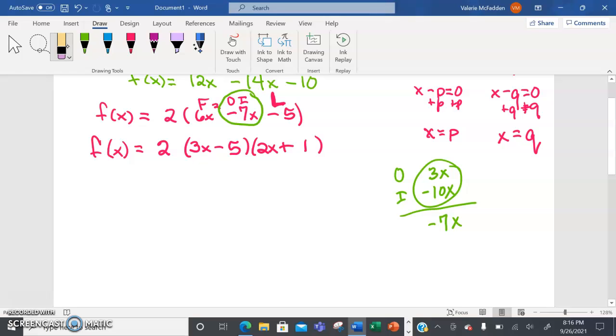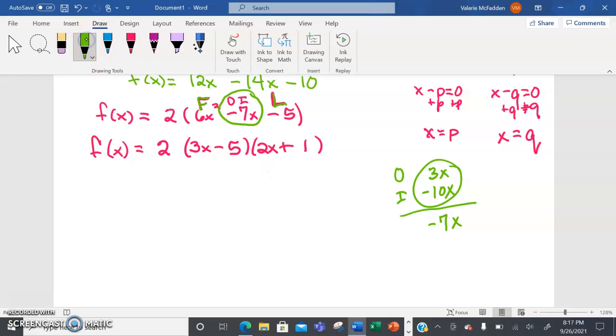The first term times first term, 3x times 2x gives us the 6x squared. And the last term times the last term, a -5 times a +1 gives us a -5, and then the outside inside worked. So we've got it factored.